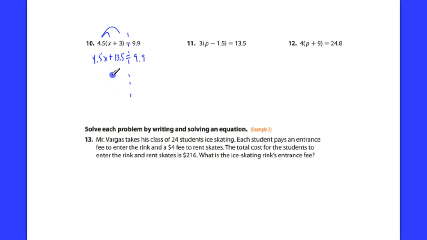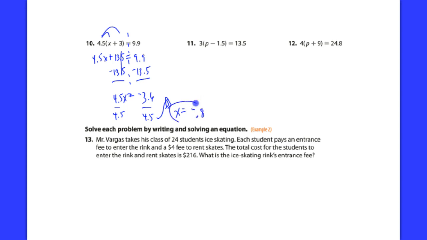Okay, let's solve the problem. What's being added to the variable? 13.5, so we're going to add negative 13.5. That cancels out right there. Then we have 4.5x, equal to 9.9 minus 13.5, which is negative 3.6. Divide that by 4.5. I'm running out of room here, sorry. You're going to end up with x equal to negative 3.6 over 4.5, which is negative 0.8.